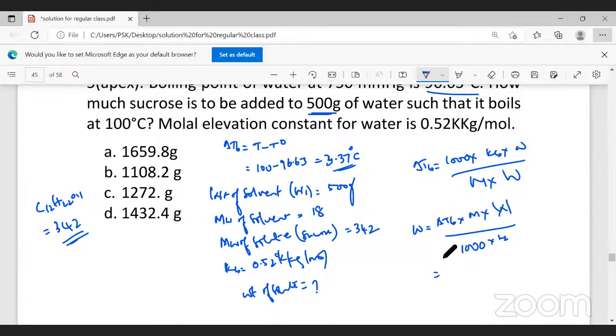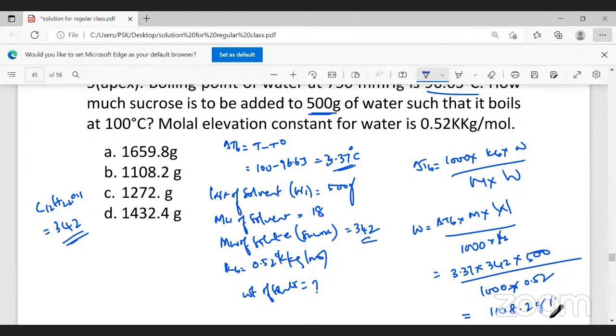So what's the molecular mass? Delta TB is 3.37, we found out. Molecular weight is 342 of sucrose. The weight of the solvent, they've given us 500 grams, so 500 divided by 1000 into Kb. Kb they've given is 0.52. So on simplification, you will get 1108.2 grams. Hence, the answer for this question is option B.